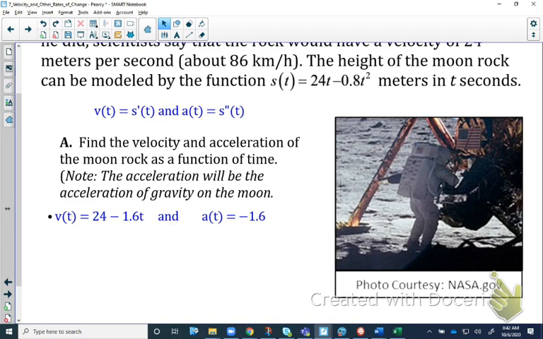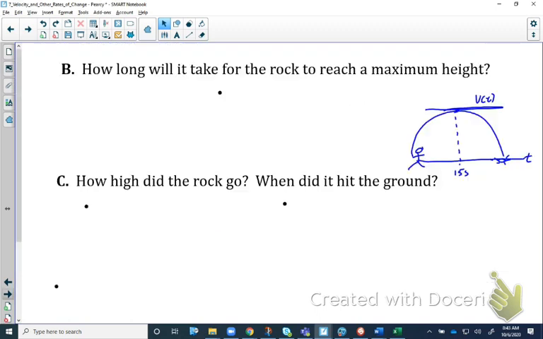And the second thing it's asking us to do is find the acceleration function. Well, the acceleration function is the derivative of the velocity function, so that's why we have an acceleration of negative 1.6. And I probably should have included meters per second and meters per second squared for velocity and acceleration on that one, because they did give us units, but, well, good enough in hindsight, right?